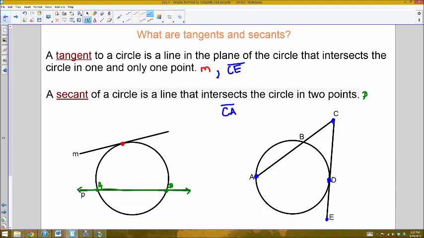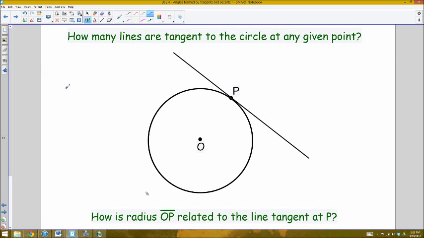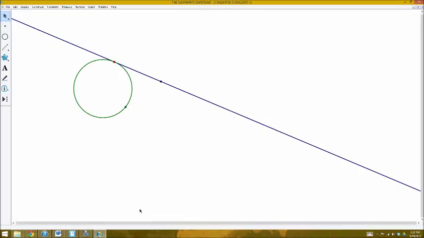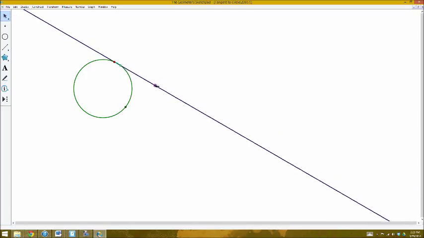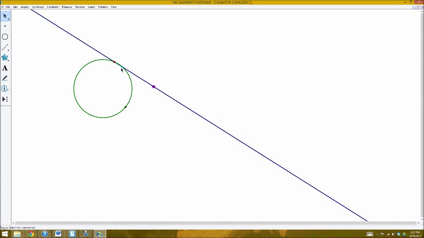So one question we might want to ask ourselves is, how many lines can be tangent to a circle? Well, let's investigate that. How many lines can be tangent to a circle at a given point? Let's look at a construction of this. Here I have a line segment which is tangent to my circle, and if I try to move that segment around, as soon as I change its slope, notice that I have a second point of intersection that this line is hitting my circle at. So since it's intersecting at more than one point, it's now a secant line.